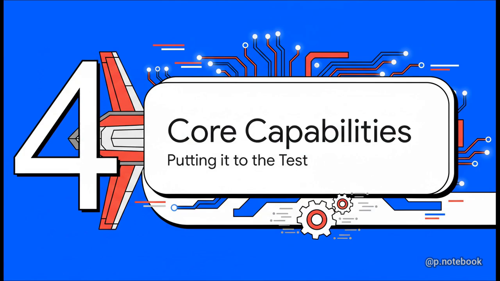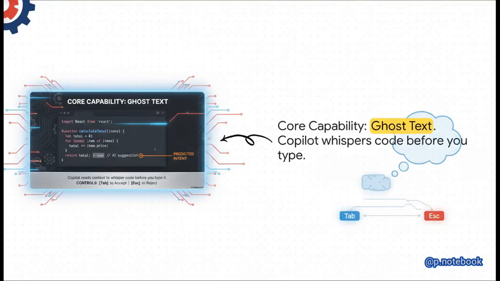All right, now we get to the really fun part. In section 4, we are putting your new wingman to the test. Let's see what your new AI-powered partner can actually do out in the field. So the very first thing you're going to notice is this feature called Ghost Text. As you're typing, Copilot is reading the context of what you're doing, and it whispers suggestions right there in your editor. It's literally predicting what you're about to type. It kind of feels like it's reading your mind.